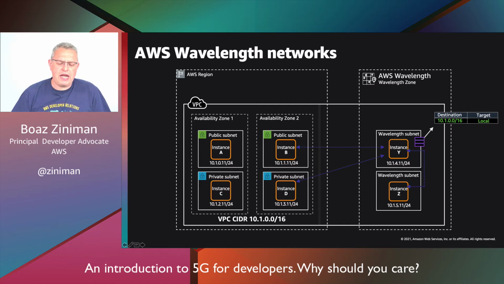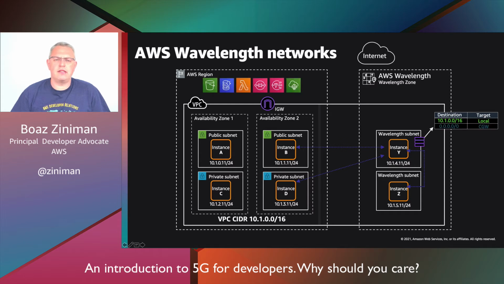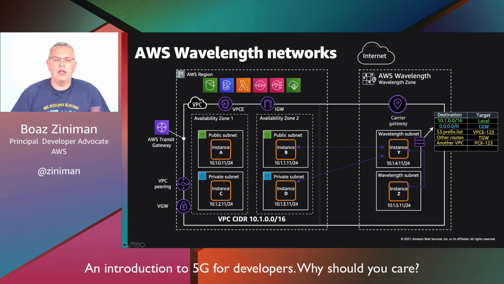And there are many other things you can create inside a wavelength zone. For example, I can add the internet gateway for my network to allow access to the internet. I can access services inside my region. I already mentioned S3 and DynamoDB, but other services like Lambda or SNS, SQS. In the case of our demo, we are going to use AWS IoT. And of course, you can add additional rules for your network.